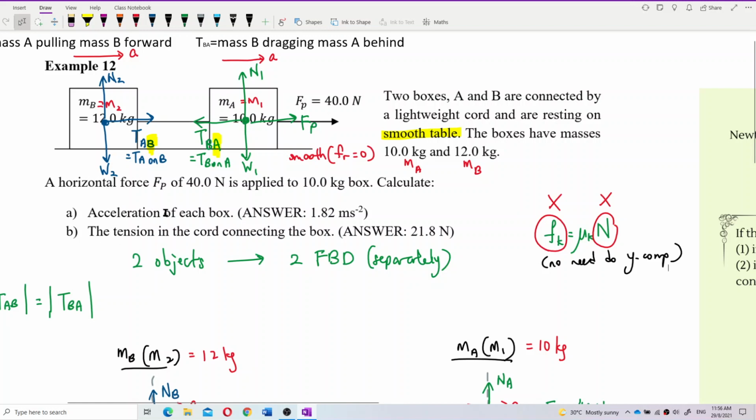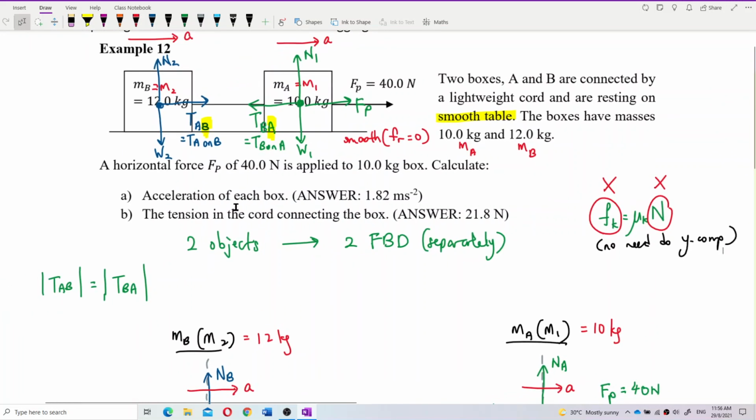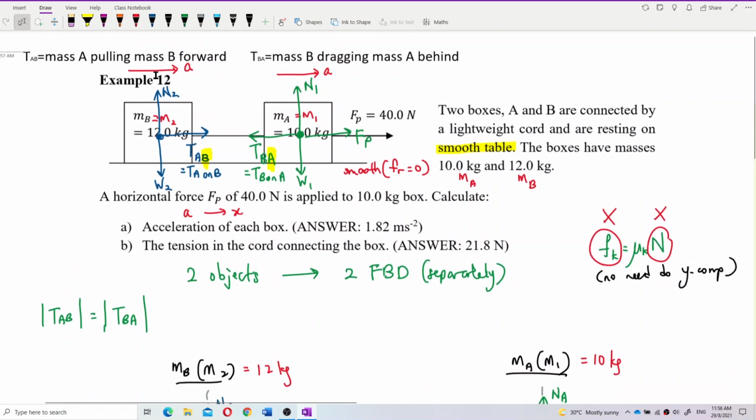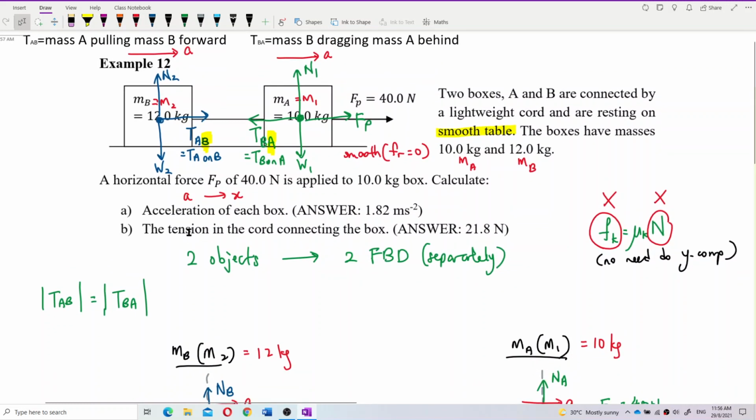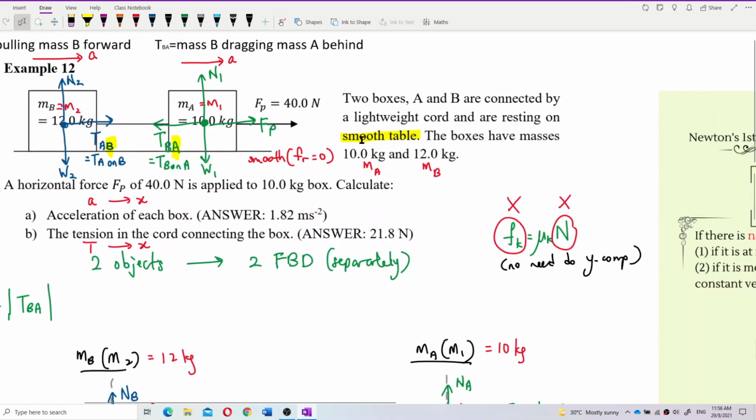But the question just asks for acceleration. Acceleration is only in the x component. You see that? And the tension here, this is the tension in the cord, also in the x component. So it doesn't involve the y component, because it's a smooth table.